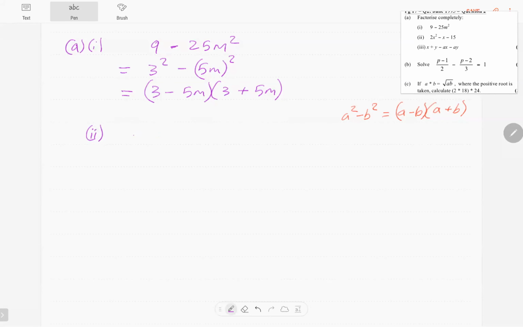Let's do this one: 2x squared minus x minus 15. We want to factorize that. So the procedure is, 2 times -15 equals -30. Find factors of -30 that add to -1.